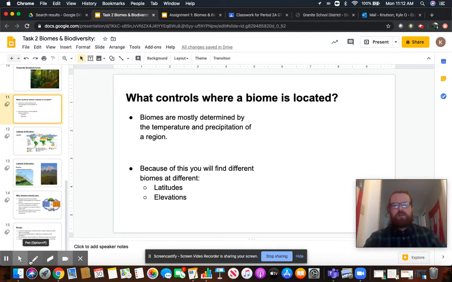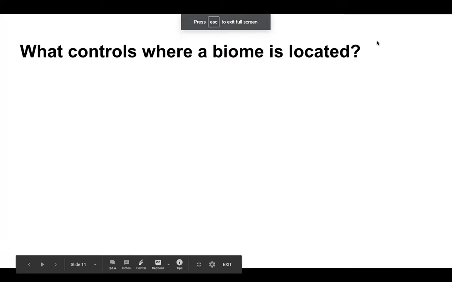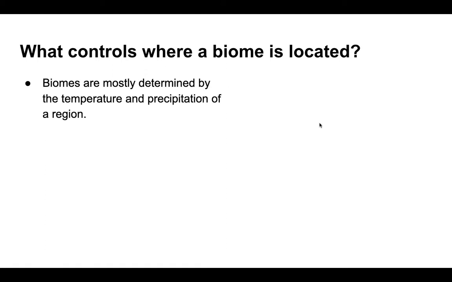Okay, so now that we've gotten some information on what a biome is and what particular types of biomes look like, now let's look at what is going to control where biomes are located. As far as where biomes are located, there's two main things that control how they are distributed throughout Earth. Biomes are mostly determined by temperature, so how hot or how cold a region is, and precipitation, or the amount of rainfall a region gets.